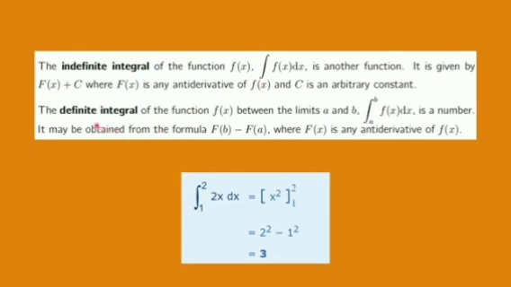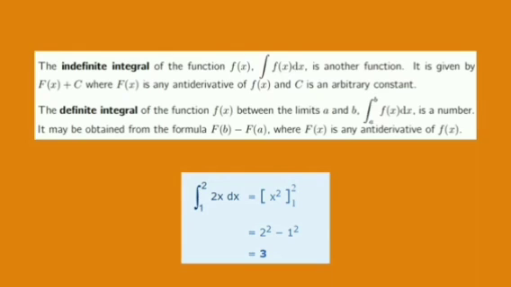But definite integrals mean we are having limits, like finding the integral of 2x dx. 2 can be taken out, and for x it is x square by 2. The 2 and 2 will get cancelled, so I am left with x square. Now if x is changing from 1 to 2, then it is upper limit minus lower limit. So the upper limit is 2: 2 square minus 1 square, and only then will I get the answer.